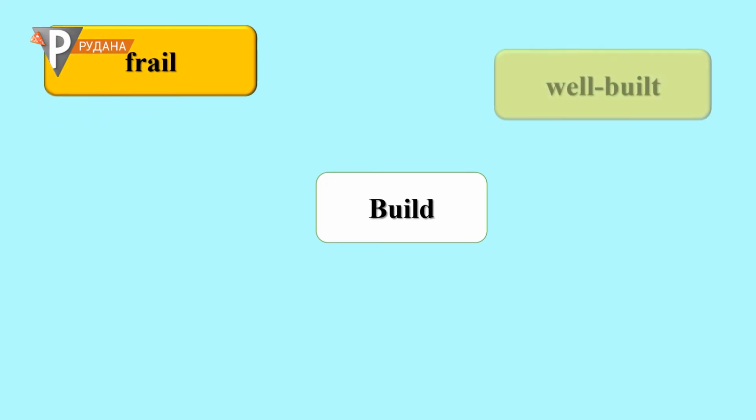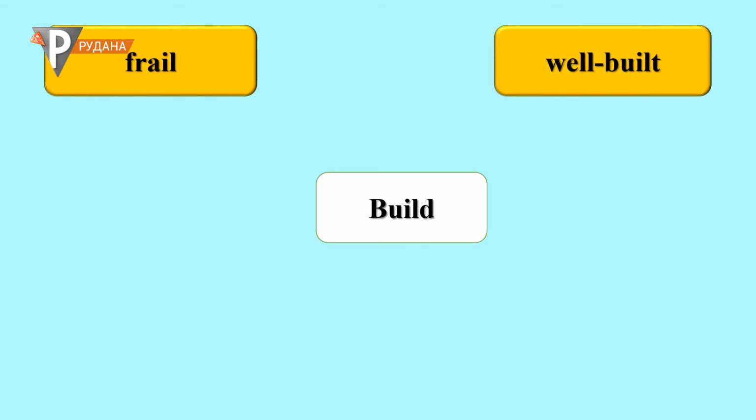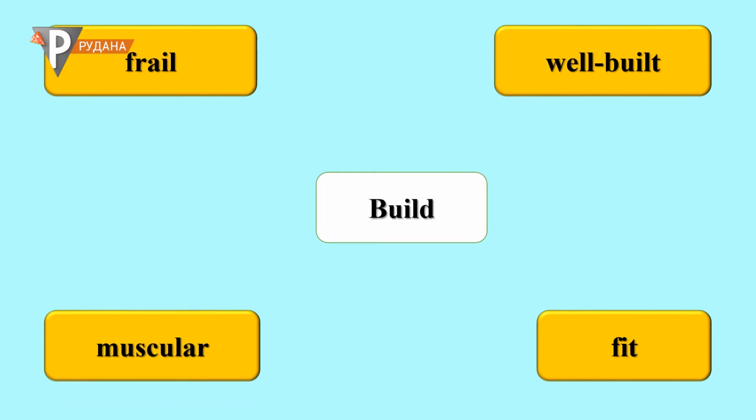Now let's talk about build. People can be frail, well built, fit, or muscular. Frail, well built, fit, and muscular. Now you see in Ukrainian and try to translate into English.